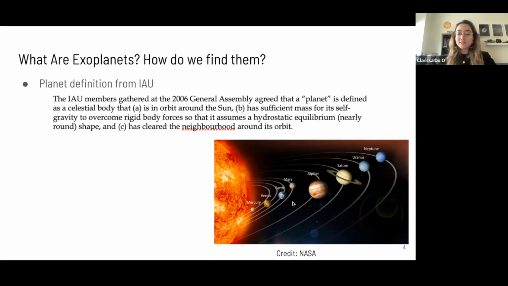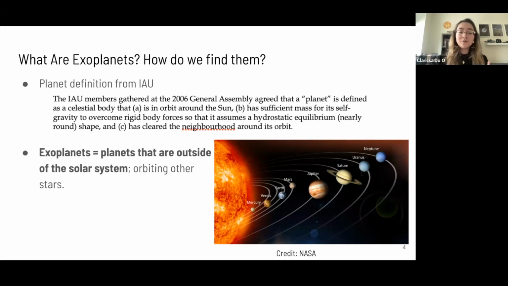With this definition, we look at the planets in our own solar system. We have the terrestrial planets, which are closer to the sun: Mercury, Venus, Earth, and Mars. Then we have our gas giants, Jupiter and Saturn, and our ice giants, Uranus and Neptune. Unfortunately, Pluto, which was considered a planet before 2006, no longer made the cut, mainly due to the third requirement. But anyway, these are the planets in our own solar system.